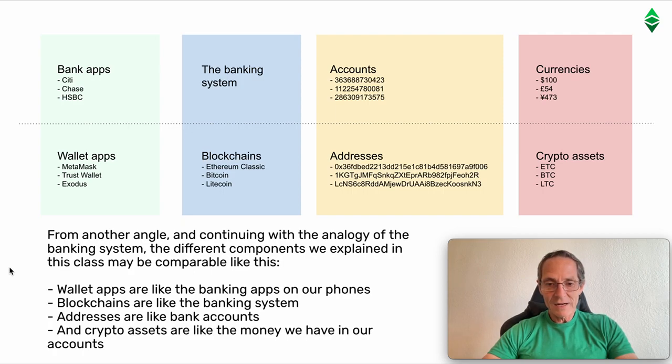Addresses are like bank accounts. So just like we have, let's say, an 8-digit number inside a bank account, and there they put how much money they owe us. In a blockchain, we have a 30 to 64-digit account, and there our crypto assets are listed. But we have tangible control of those, unlike the banks where they have control. And crypto assets are like money we have in our accounts. So banking apps are analogous to wallet apps. The banking system is analogous to the blockchains.